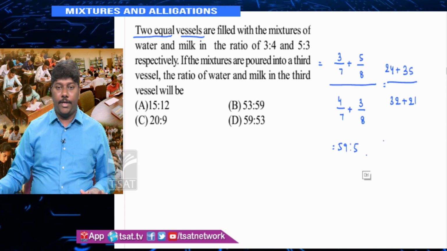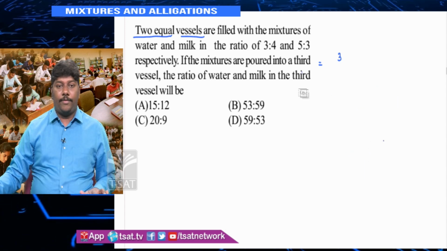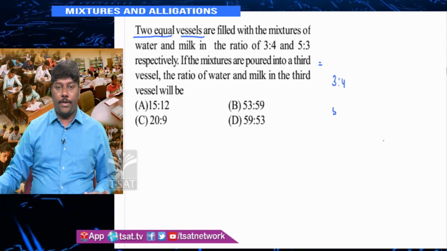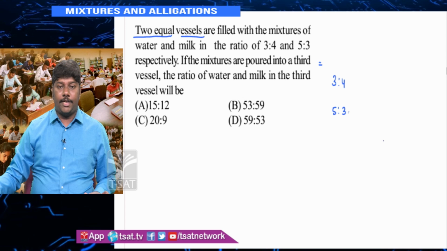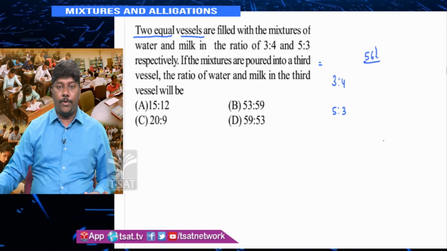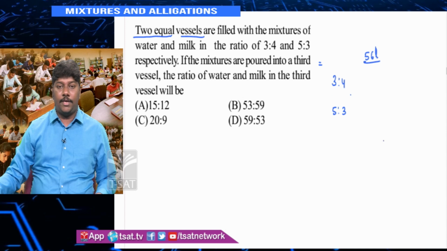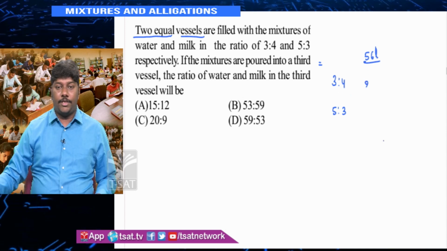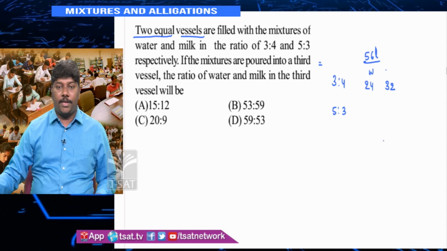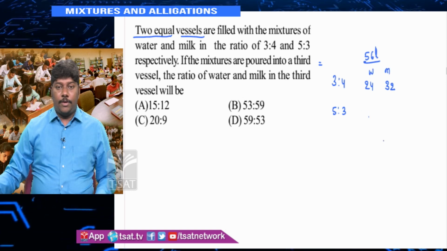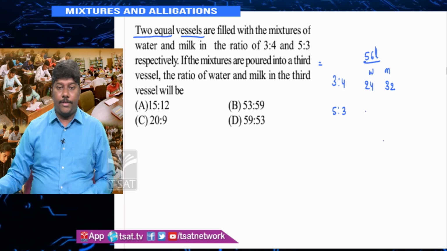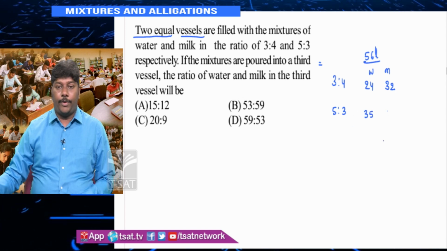The other way of doing it is by taking values. Take a value which is a multiple of these parts, 3:4 and 5:3. 7 parts, 8 parts, take 56 liters. In these 56 liters, what is water and milk in the first one? 7 parts, so each part is 8. So 3 8s are 24, 4 8s are 32. This is water and this is milk in the first one. In the second one, 8 parts is 56, so each part is 7. So 5 7s are 35, 3 7s are 21.